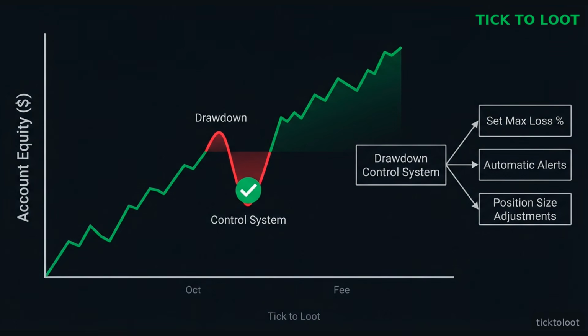This protects your capital, keeps you in the game longer, and gives you the mental space to analyze what went wrong instead of panicking. In short, a drawdown control system is the guardrail that keeps your trading journey on the road rather than off a cliff.